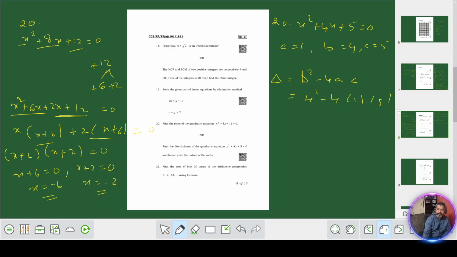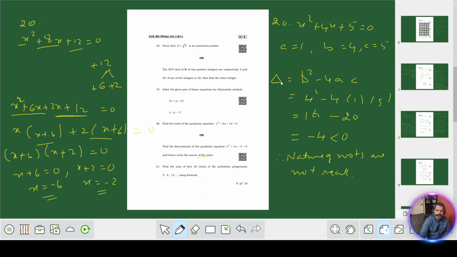So just substitute here, b square is 4 square minus 4 of 1 of 5. First directly substitute it, then try to simplify. So 16 minus 4 ones are 4, 4 fives are 20. 16 minus 20 is minus 4, which is less than 0. So what is the nature of the roots? When the discriminant is less than 0, the nature of roots is not real. Or you might have seen the word imaginary also. So not real. Okay, clear?